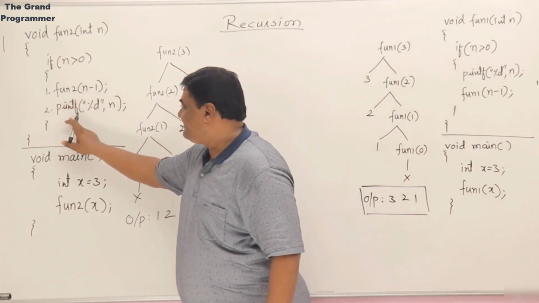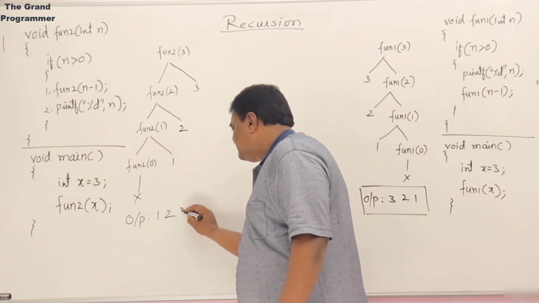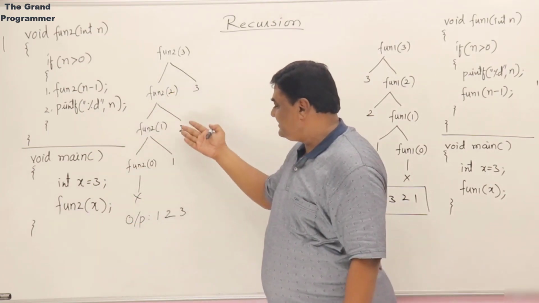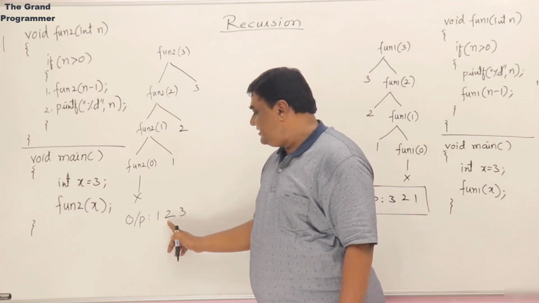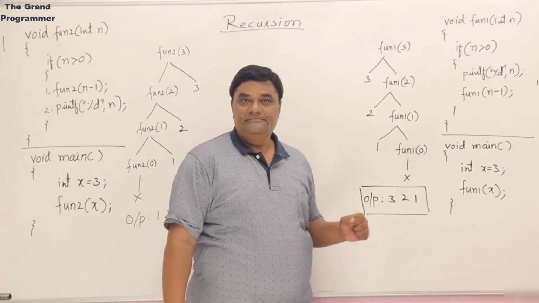Then the second statement, print n. So the value of n is 3. So this is 3. So this is the output of this function. So you can see that the function values are 1, 2, 3. And here the output was 3, 2, 1.